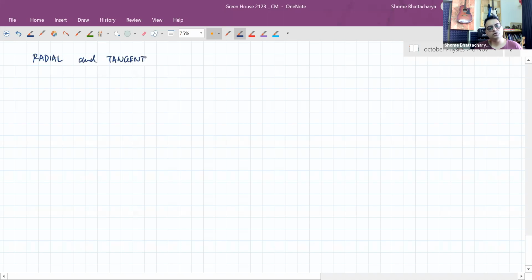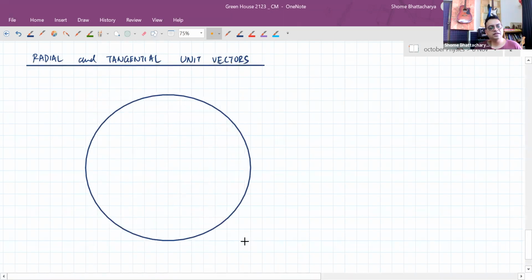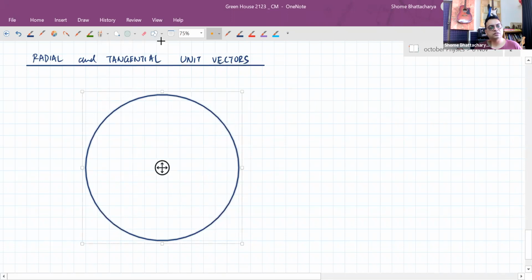These are two very important terms, both in describing the motion itself as well as when we are going to apply Newton's laws and talk about the net force and acceleration and all those things in circular motion. So let's understand what radial and tangential unit vectors are.